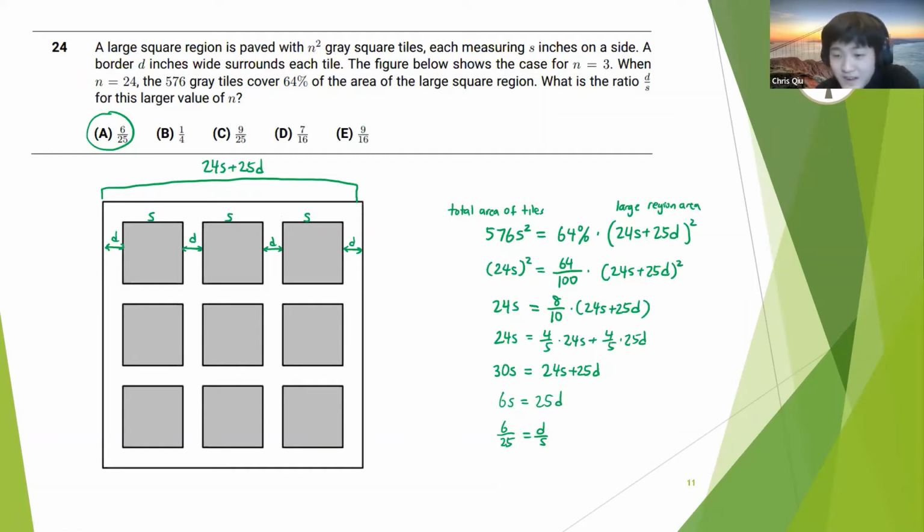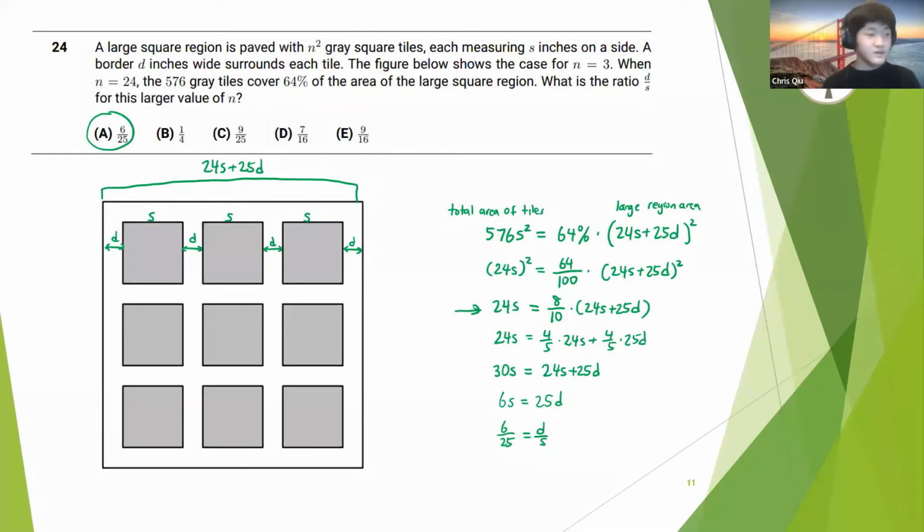no problem. So the main idea here is that when you get to this equation, all that remains is to solve for s in terms of d. In fact, you can divide both sides by s here, and you're gonna get a linear equation in terms of d over s. So you can also do that. So I guess the key point here is that once you get this equation, you can find d over s.